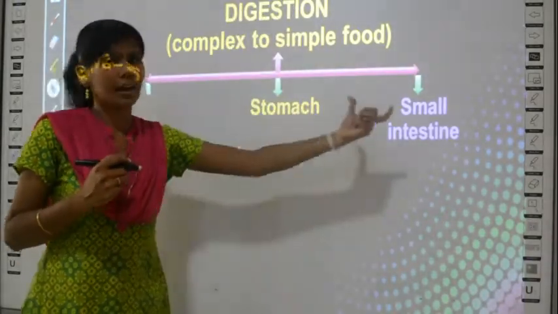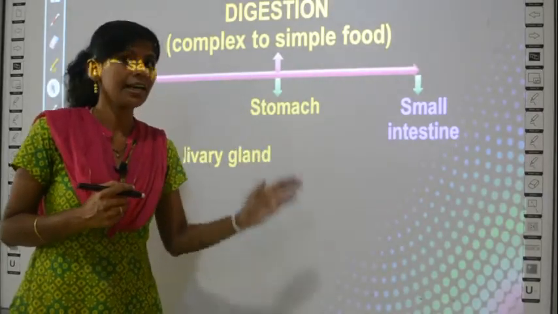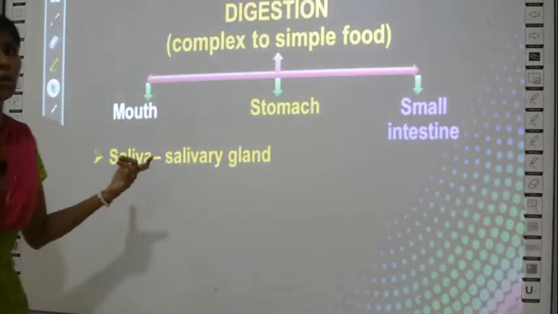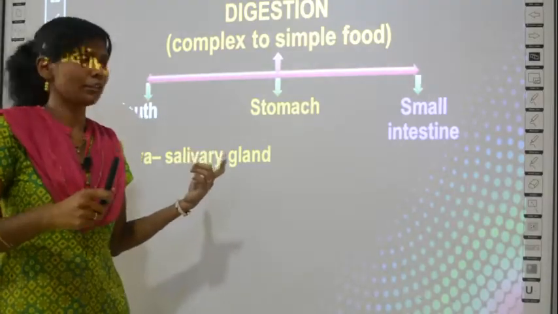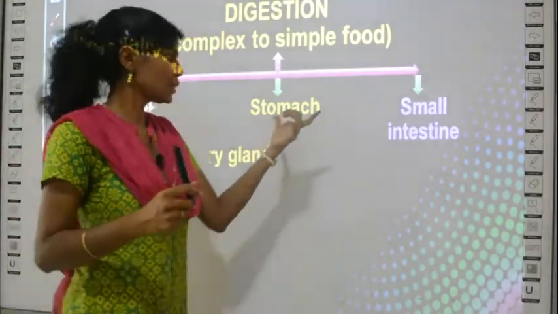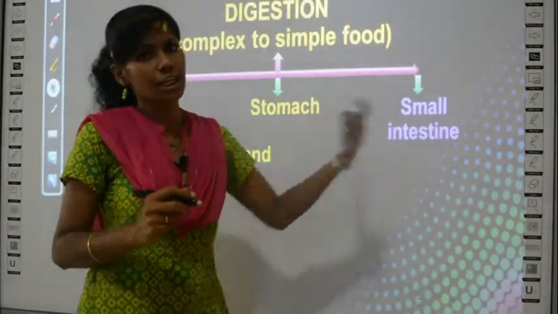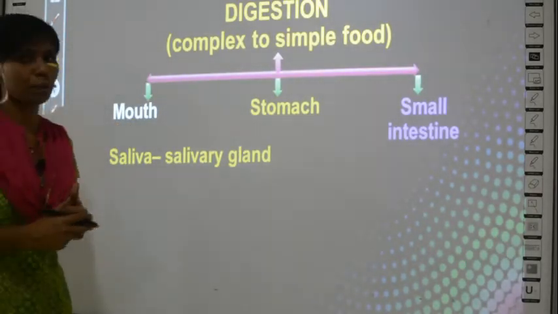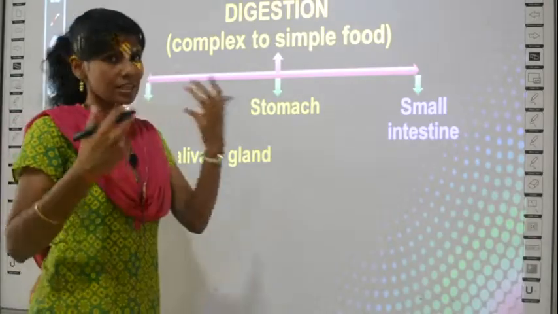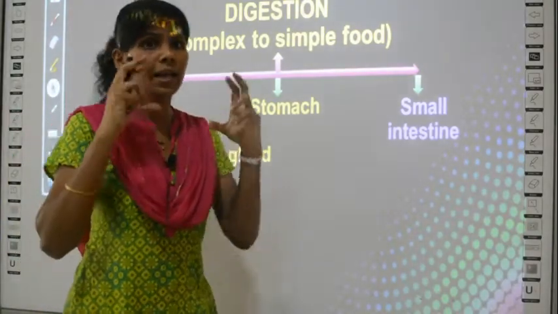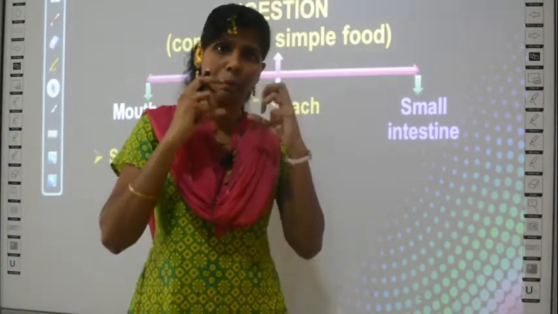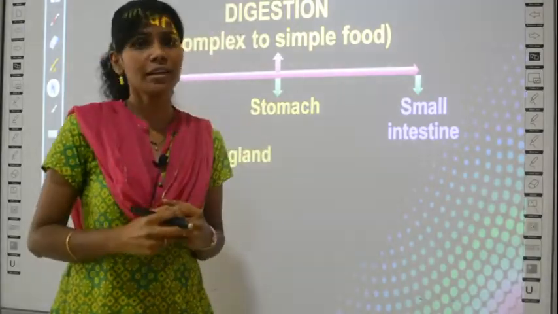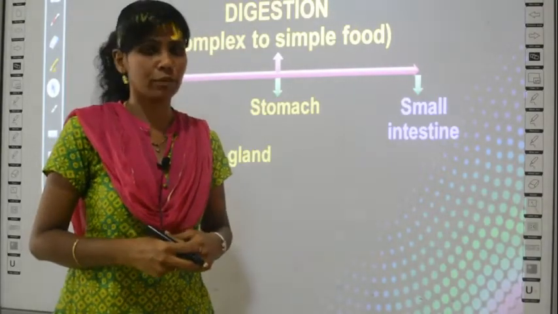Mouth, stomach, and intestine. In this slide you will be learning about how the mouth can break the food, and in the next 2 slides we learn about the stomach and small intestine. So how does the mouth break the food particles? Already in ingestion itself we have studied that teeth can bite, chew or grind the bigger food particles into smaller food particles, right?